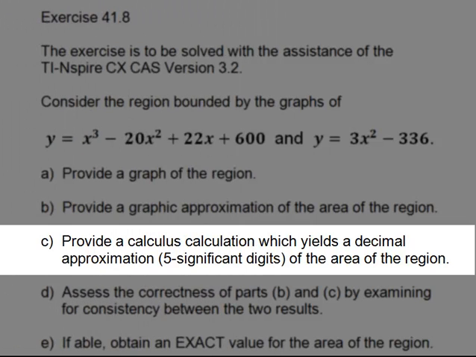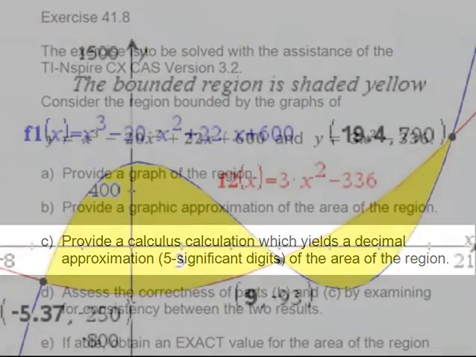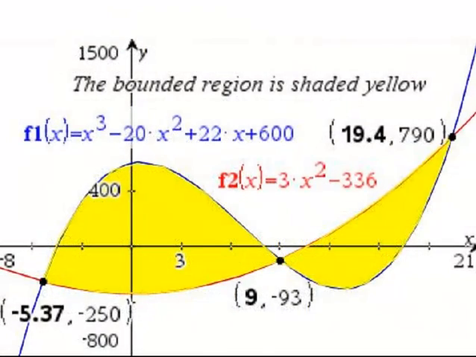Part C. Provide a calculus calculation which yields a decimal approximation, 5 significant digits, of the area of the region. To use calculus to find the area of the region, let's take a look at some slices. Specifically, let's try thin vertical rectangle slices and see if those look like a good strategy.